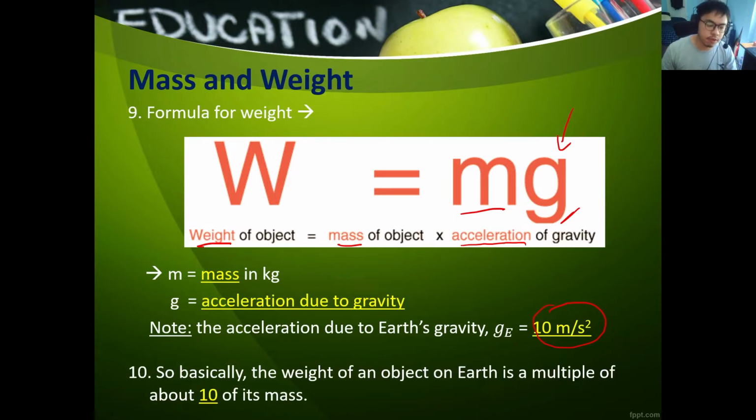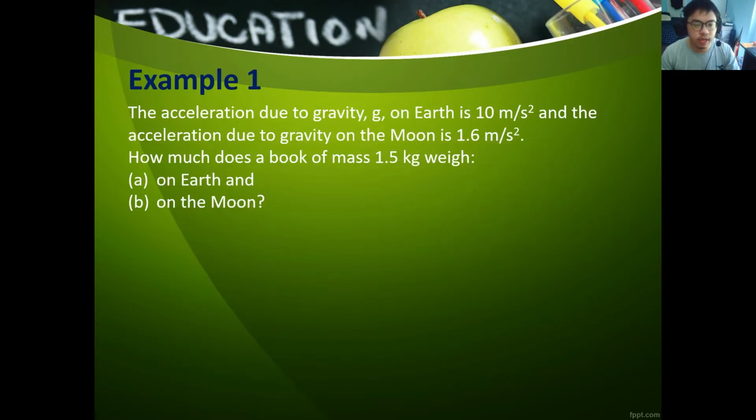So basically, if you want to find the weight of an object on Earth, you multiply the mass by the number 10, and then you'll get the weight. For example, I have a mass of 70 kilograms. If I want to know my weight on Earth, I just do 70 times 10, and my weight is 700 newtons. Let's do example 1 and you will see the difference between mass and weight.